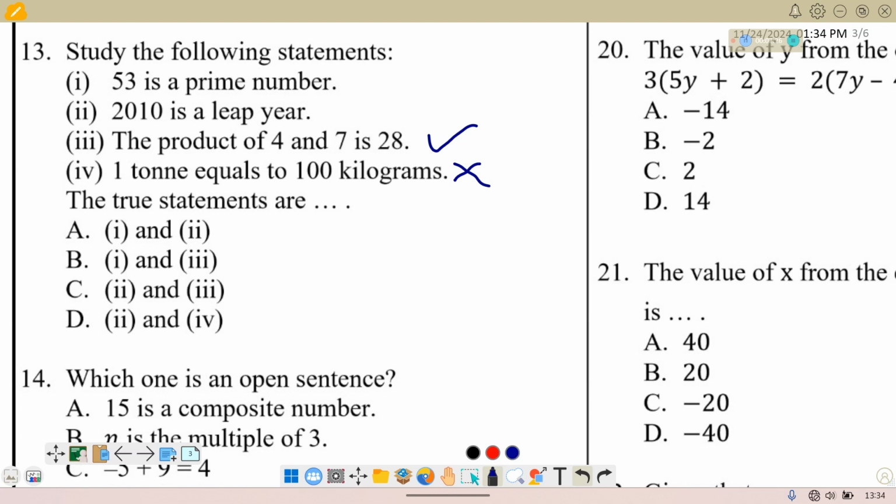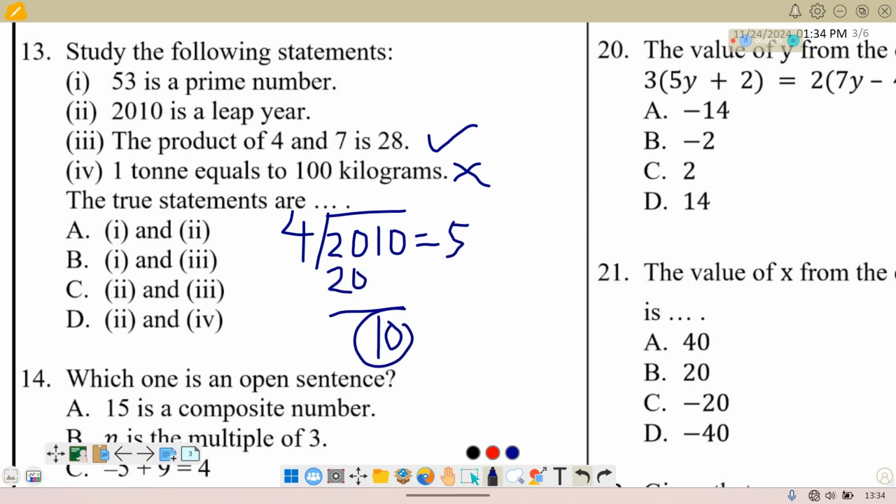Let's try it. Statement number 2, 2010 is a leap year. A leap year means all the years that can be divided by 4. So let's try to divide it by 4. The answer is 5, 20, but this 10 cannot be divided by 4. So it means this is wrong. So the answer is 1 and 3. The answer is B.